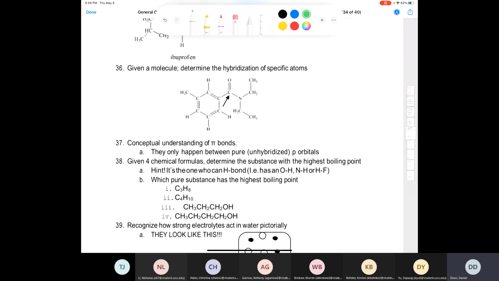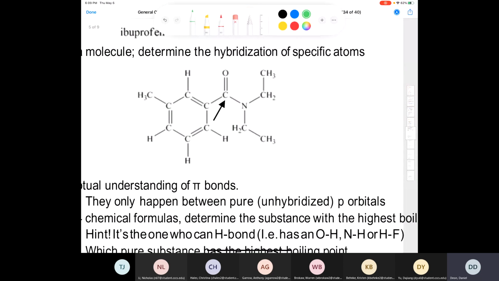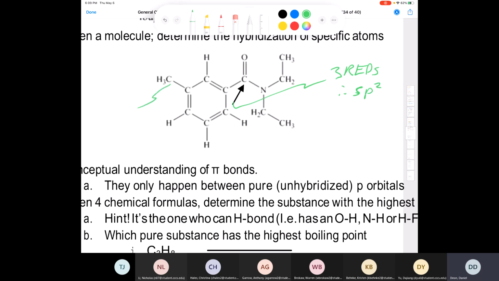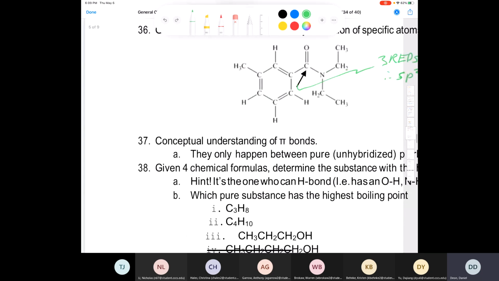Determine the hybridization of a specific atom. So the carbon with the arrow pointed towards it has 3 regions of electron density. So 3 reds, 3 reds, therefore sp2 hybridized. If I was to point to this one here, for example, could anybody tell me what the hybridization of this one with the red arrow on it would be?